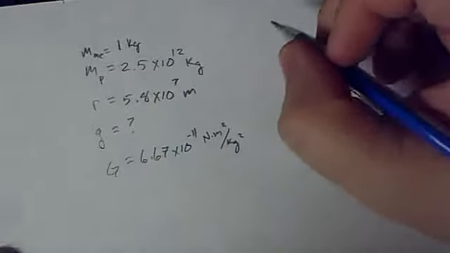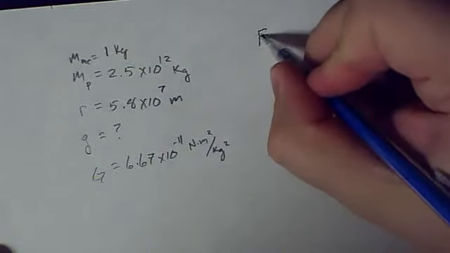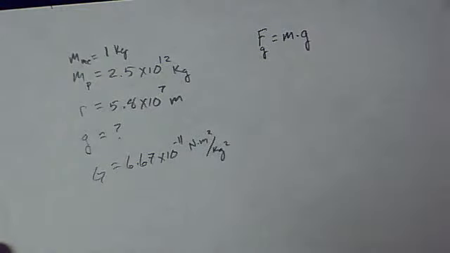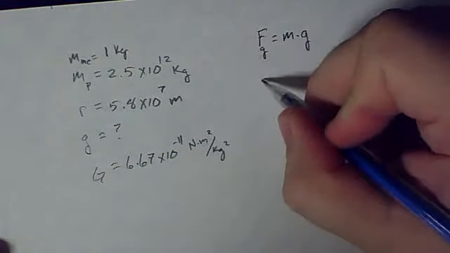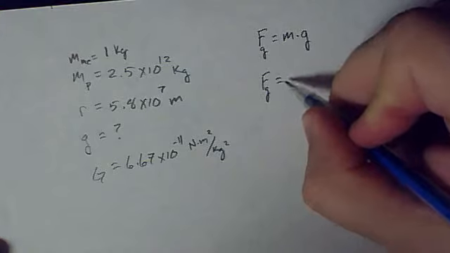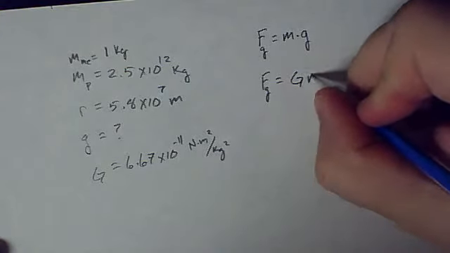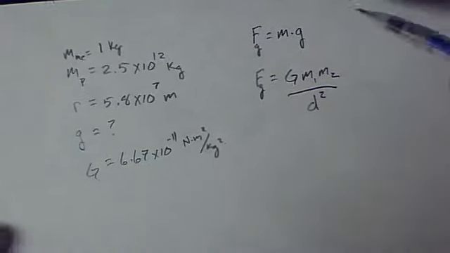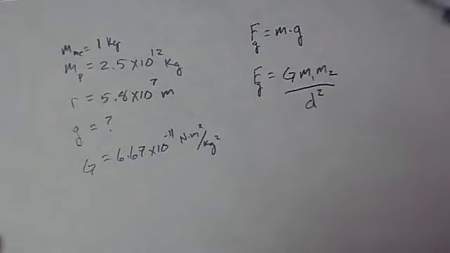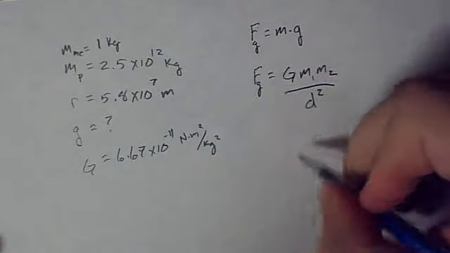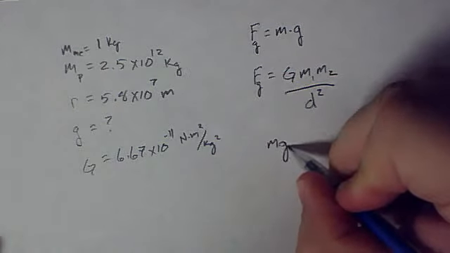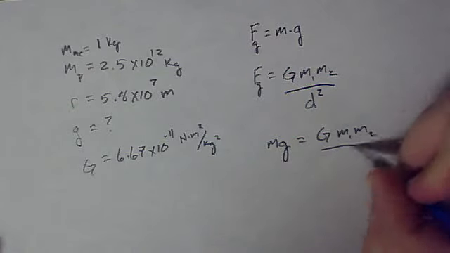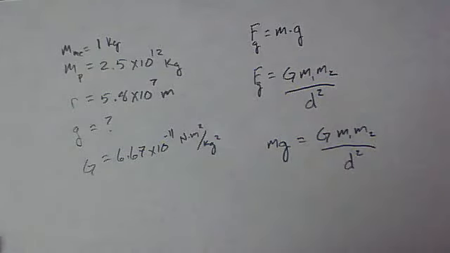Now, the weight of an object, Fg, is given to you by the mass times little g. But Fg is the force of gravity, so the force of gravity between two objects is also big G times m1 times m2 divided by d squared. Since both of these are Fg, they're equal to each other. So mg equals big G m1 m2 over d squared.